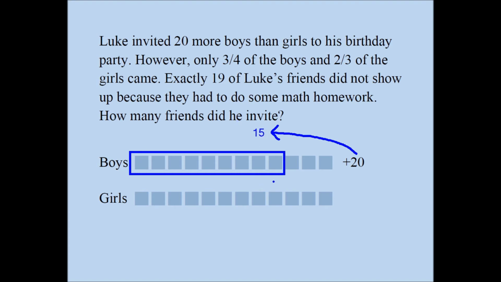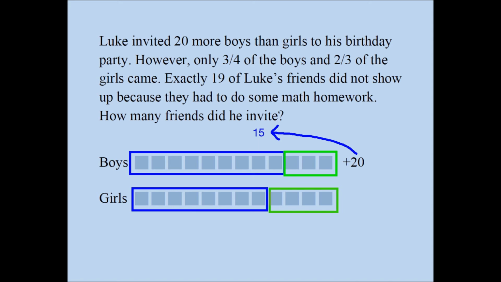This many boys showed up, and 2/3 of the girls showed up. 1/3 of 12 is 4. So this is 1/3 of 12. This is 2/3 of 12. So this many girls showed up. Okay, I am circling and writing the numbers of boys and girls that showed up in blue. I'm going to use green to list the number of children that didn't show up. So this is the number of boys that didn't show up, which of course is 1/4. And this is the number of girls who couldn't make it. This is of course 1/3 of 12.